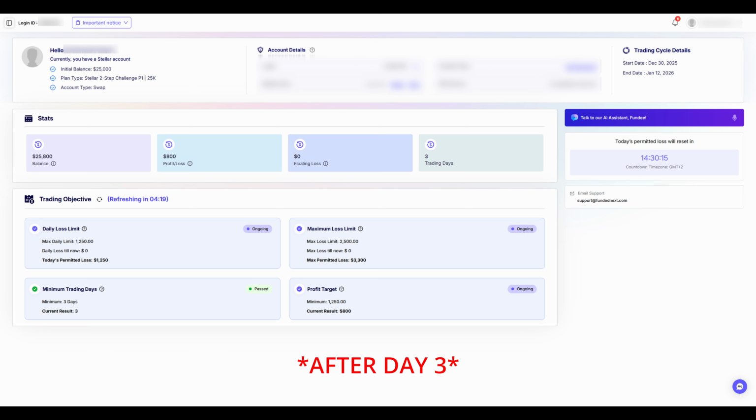Before getting into the trade, you can see the current account statistics on the dashboard. After day 3, I'm up $800 and the account balance is sitting at $25,800. Now let's look at the charts.